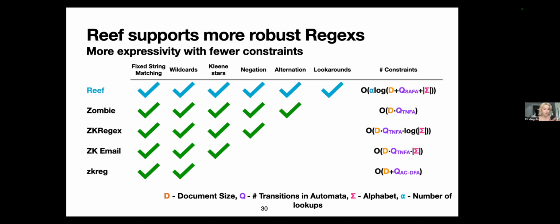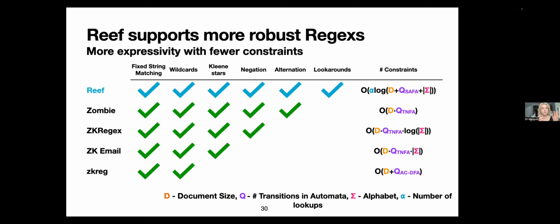At the time that we published, there were essentially 4 other systems looking to do something similar: Zombie, which is zero knowledge middleboxes, zkRegex and zkEmail. All 3 of these do full regex matching minus lookarounds. And then there's zkReg, which does fixed string matching for regular languages. So you'll see here, Reef supports everything all of these systems do, as well as lookarounds. And it does so with fewer constraints.